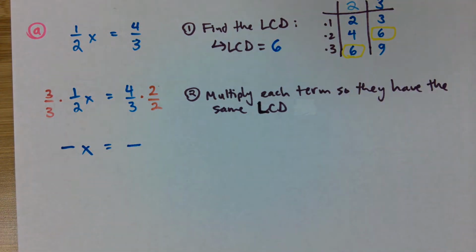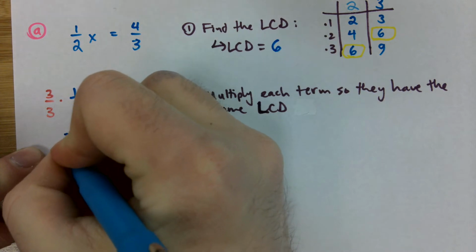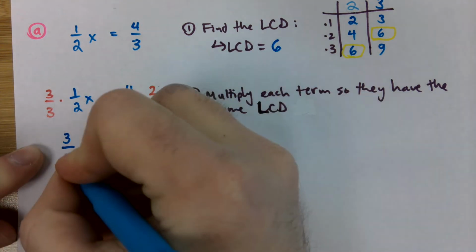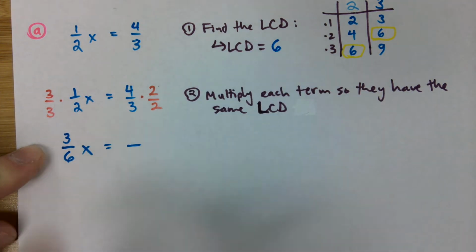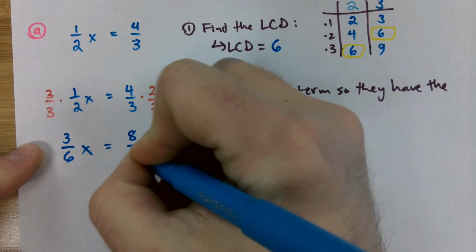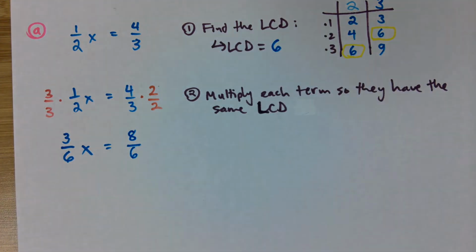What do we have now on the left? What does 1/2 become? 1 over 2 becomes 3 over 6. Great job. And what does 4 over 3 become? 8 over 6. Great job, Rochelle. 8 over 6. Do we have the same denominator here now? Yes, we do.